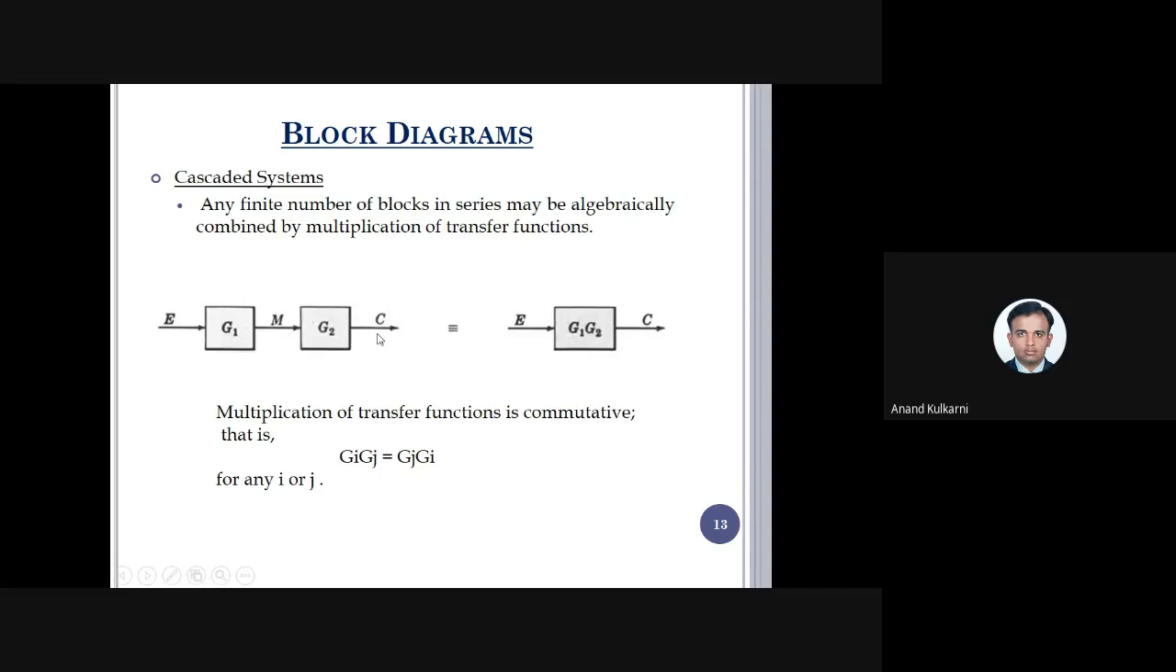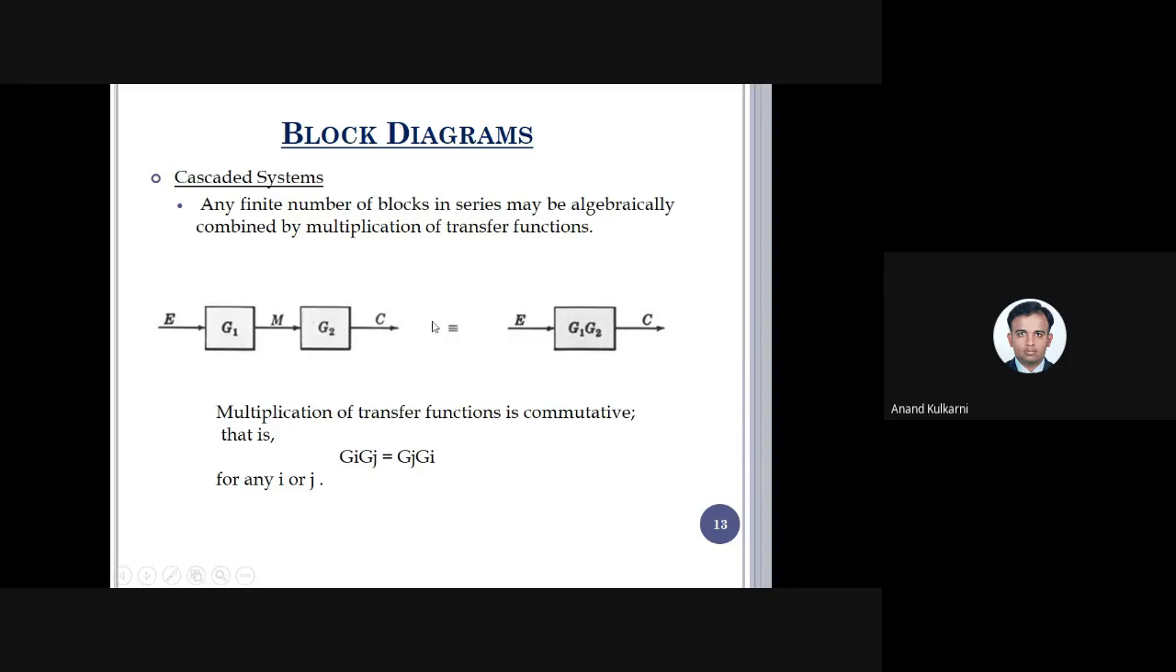And here just observe this: multiplication of transfer functions is commutative. You know this rule. What is commutative? Nothing but G1 into G2 you can write as G2 into G1, no problem. Whether G1 first, G2 second, or G2 first, G1 second, it can be written. That is what is here: Gi into Gj is equal to Gj into Gi. As in this case, G1 G2 is equal to G2 G1. You can write it any way. It is a commutative function.